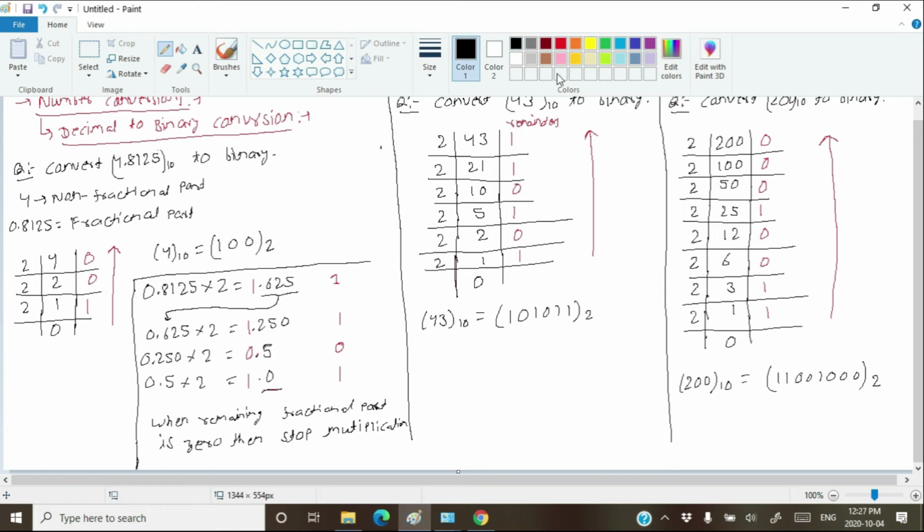Therefore, the decimal equivalent of 0.8125 is: you take all the binary numbers from top to bottom. Okay, therefore 4.8125 in decimal is equal to 100.1101 in binary. So this is the result you have, and hopefully you got the whole process of decimal to binary conversion.